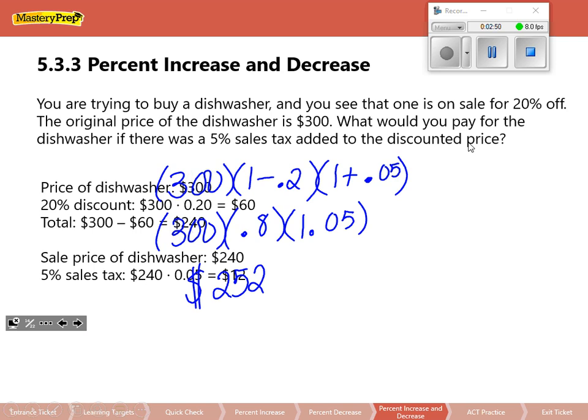$252. Now I asked this on Friday, so those of you who are in here on Friday, don't give the answer away immediately. But would it matter if I applied the discount before or after taxes? Would it be cheaper one way or the other? No, because what are we doing? We're multiplying three things together, yes? The order in which we multiply two or more things does not matter. Because 300 times 1.05 times 0.8 will give us the exact same number.